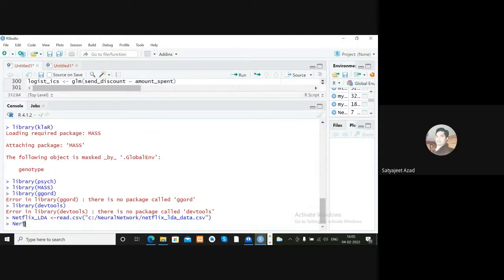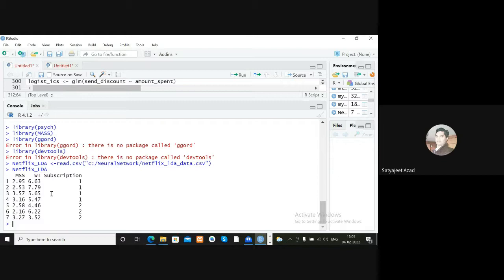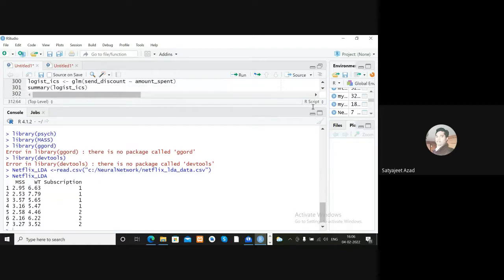Now, this is the same data which I have shown you in the PPT. MASS and WT, watching time, and the subscription. I mean, the time spent and money spent on subscription. These are the two features, basically independent variables, and subscription is the target variable. So this data set was saved in that CSV format.